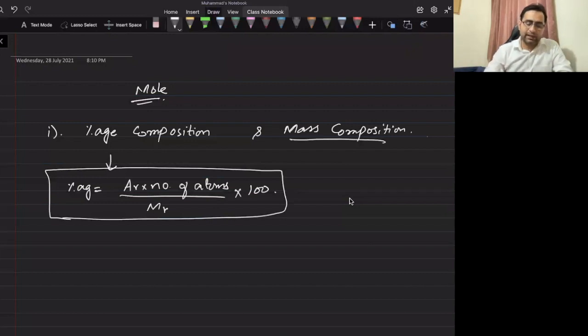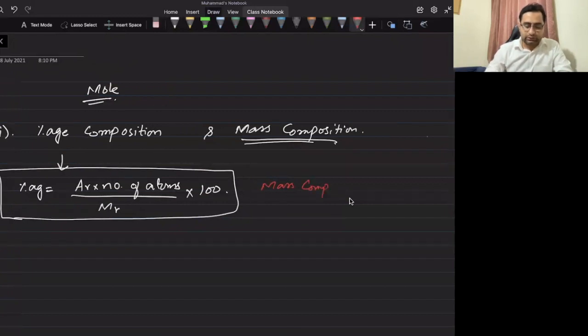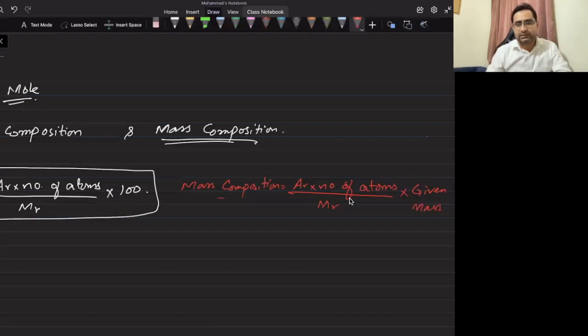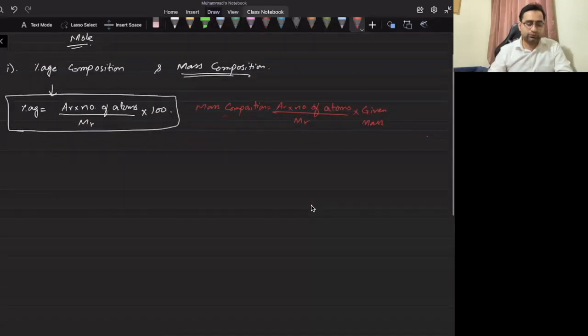And second is the mass composition. This formula is the same for mass composition, but there is one difference: Ar multiplied by number of atoms over Mr, or molecular mass, into given mass. Instead of 100, for mass composition you will multiply with the given mass. I'll give one example each for percentage composition and mass composition.